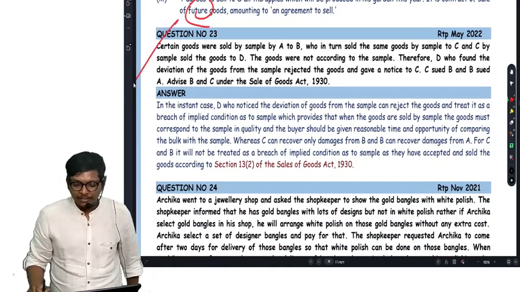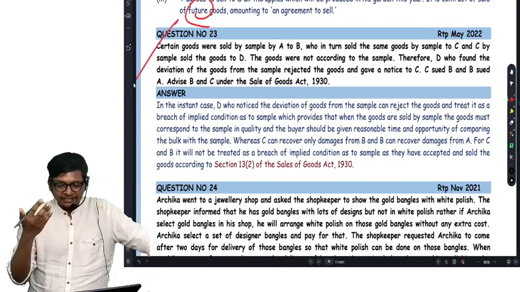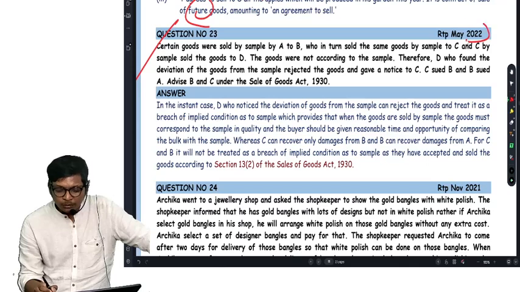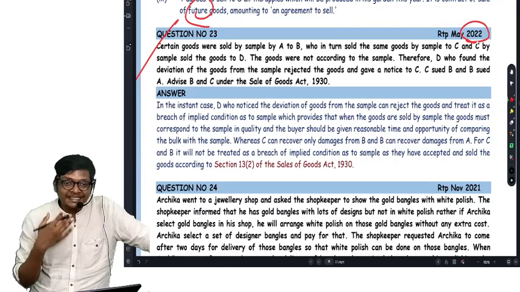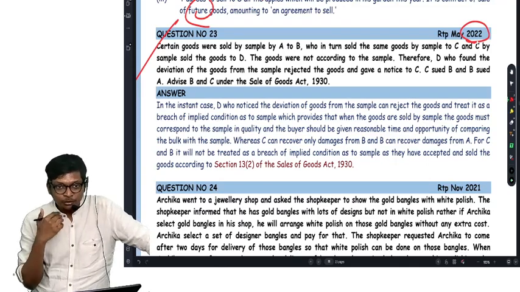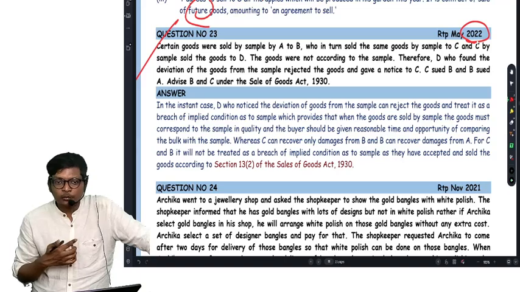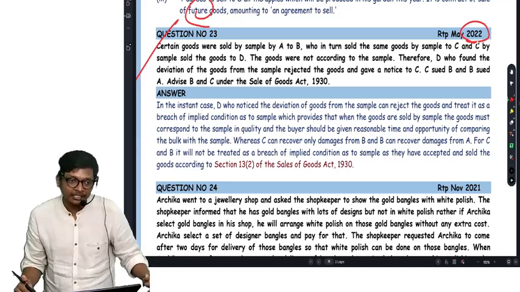Next, question number 23. Can you see as we keep going lower, 2022, 2021, the questions are becoming easier. But in the latest 2024 RTP and Jan 25 RTP, you can see bigger case study questions.